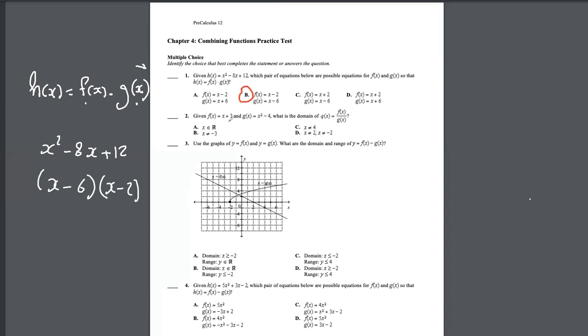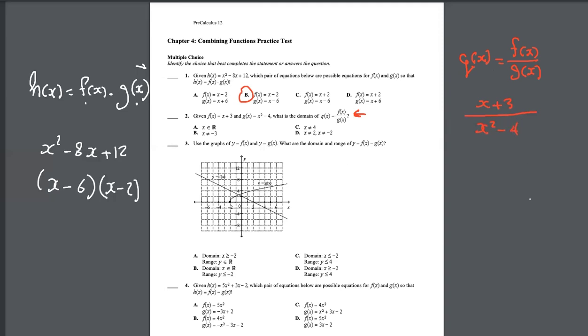B. Now here they say f of x equals x plus 3 and g of x equals x squared minus 4. What's the domain of this composite function? So q of x equals f of x over g of x, and I'm given f of x and g of x. F of x is x plus 3, and g of x is x squared minus 4.